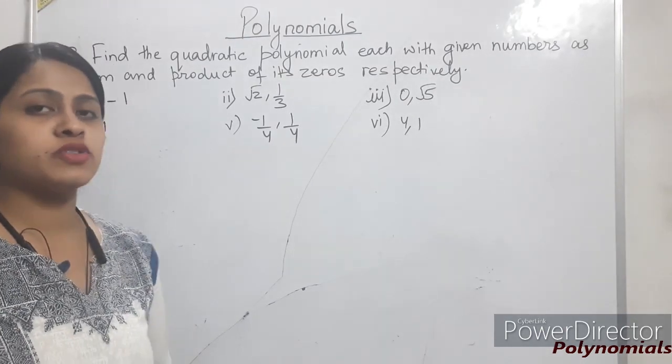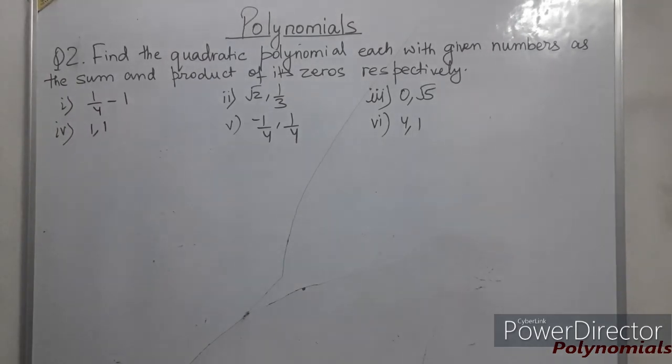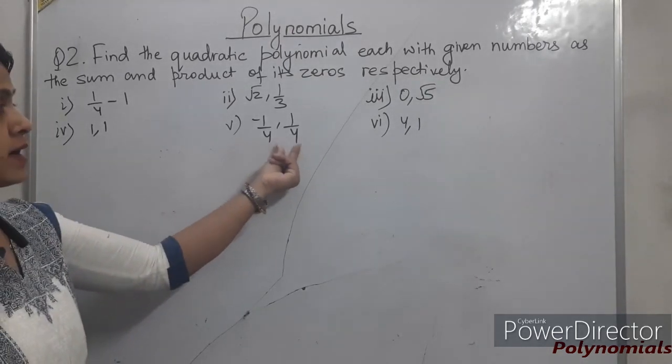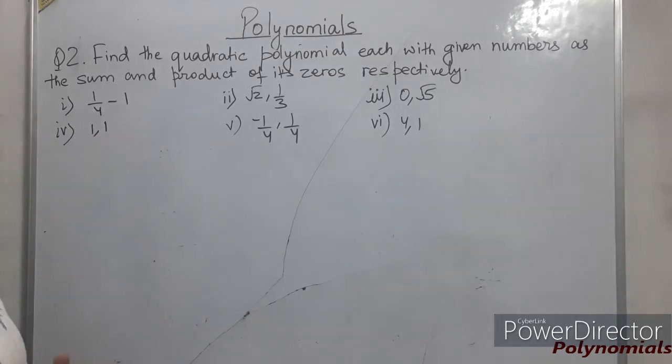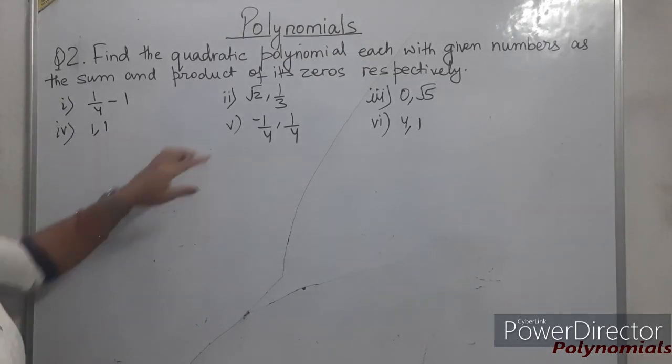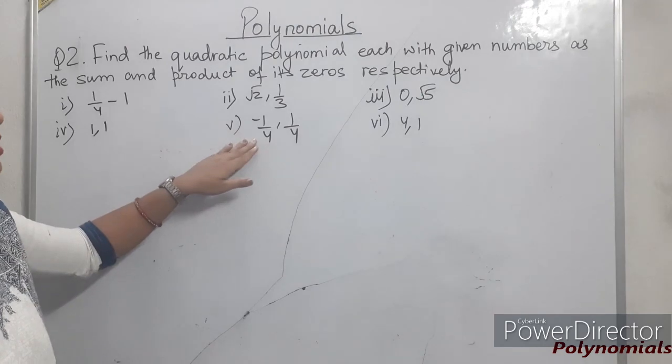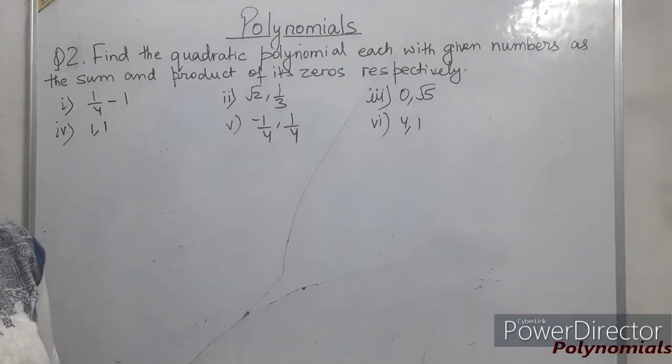अब बात करते हैं question number 2 की. Find the quadratic polynomial each with given numbers as the sum and the product, okay. So here what we are observing that in all the 6 questions there are 2 parts, okay. In every question there are 2 parts. So what are the 2 parts? The first is sum of the zeros. The first part is sum of the zeros and the second part is product of the zeros.